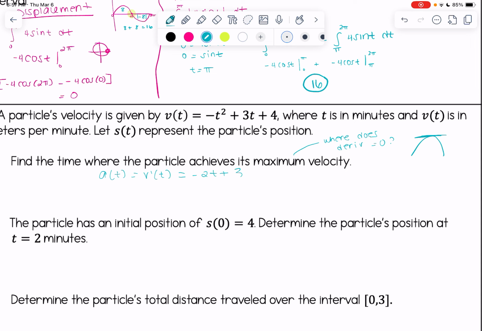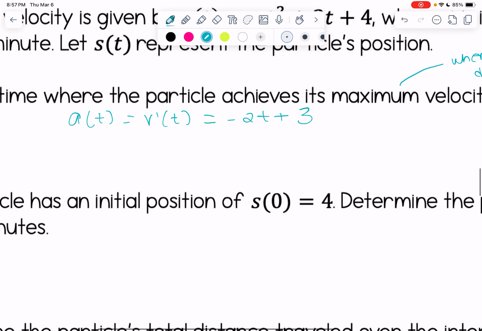And when I do that, I get -2t plus 3, and we're going to set that equal to 0. So we're using our optimization process from earlier in the year of setting the derivative equal to 0. And when I do that and solve, I will get my answer of t equals 3 over 2. Okay, so that's basically the x value of the vertex of the problem.